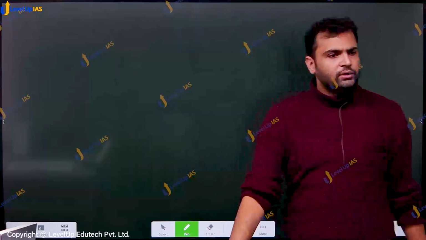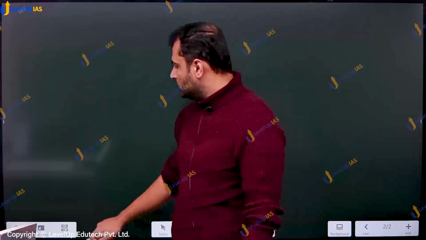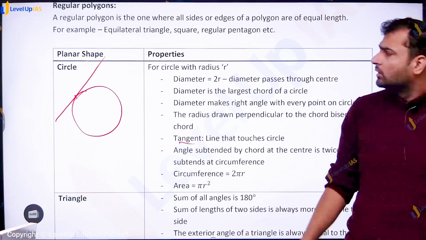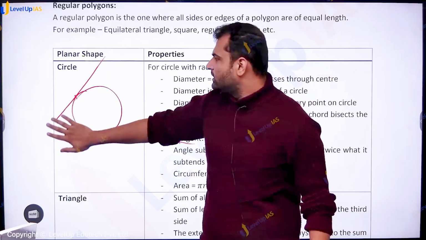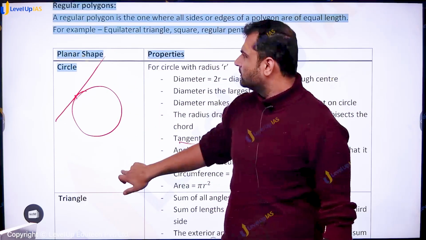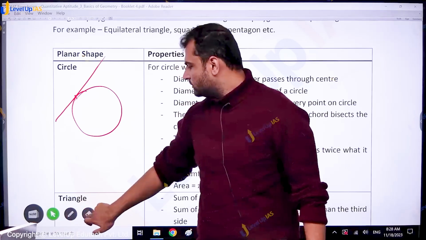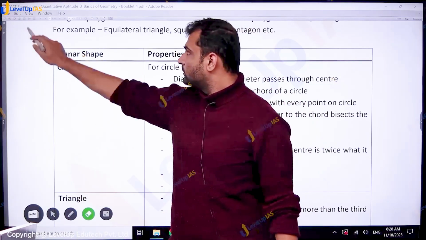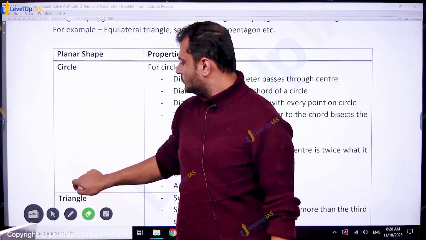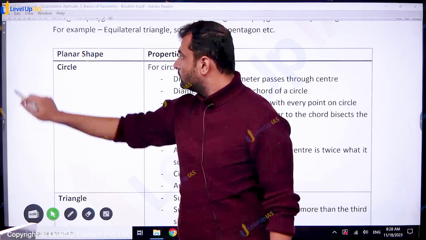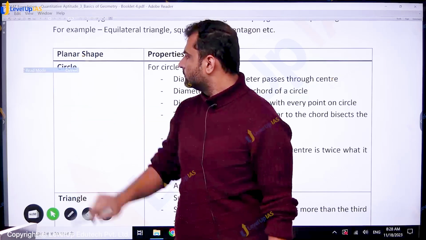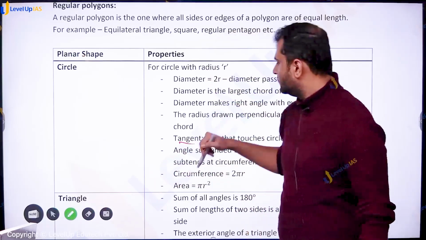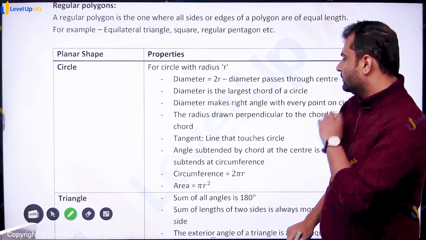Let us not get into more detail than this. Of course, in school we have studied circle in a lot more detail than what we have done, but we are just interested in covering the basics or the most important part, not everything. Fine.